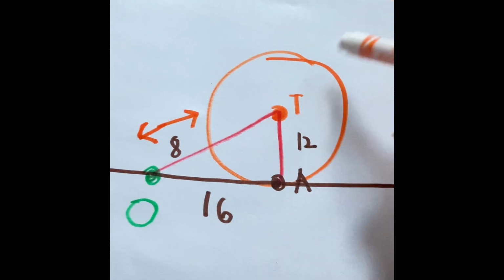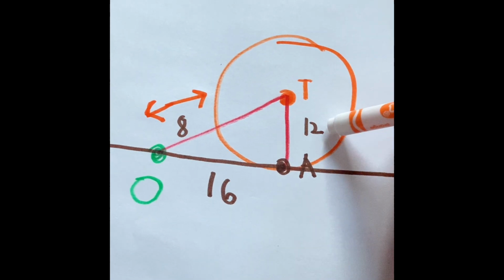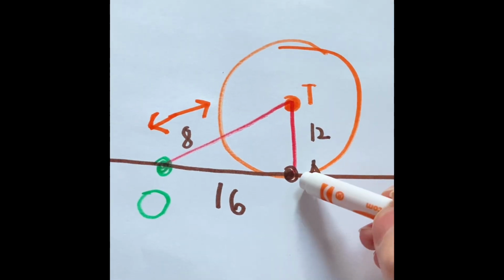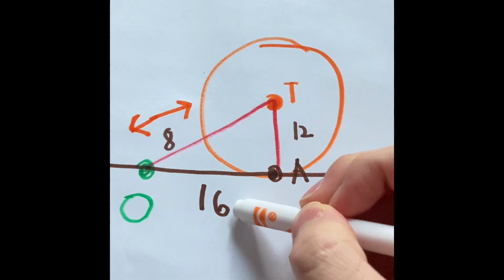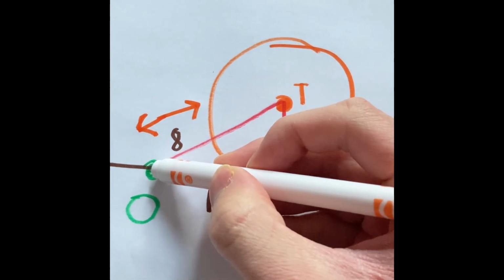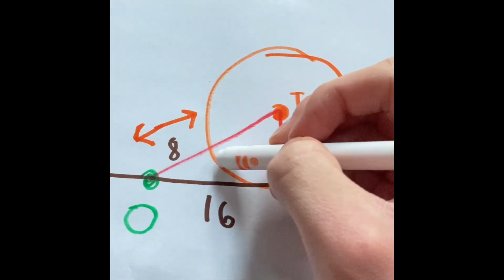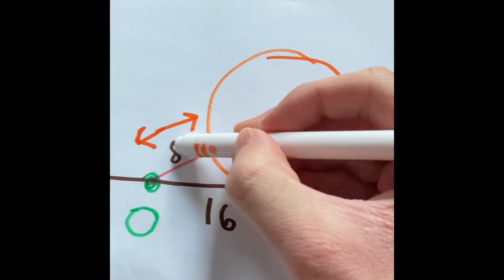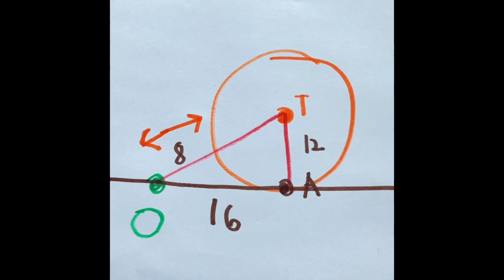So we have from T to A, 12 units. From A to O, that's 16 units. And from O to right here, the circumference of that circle is 8 units. Is this the right triangle?